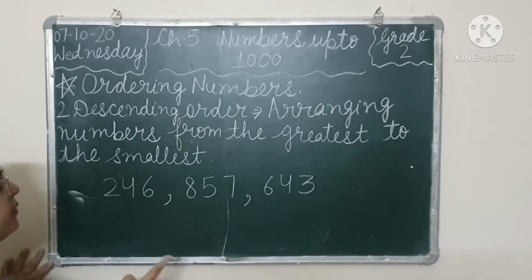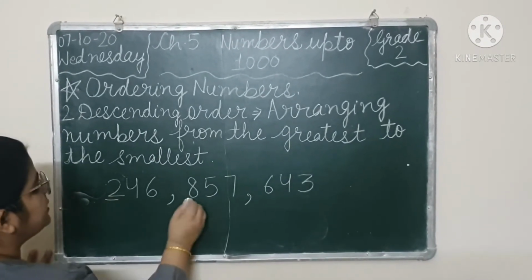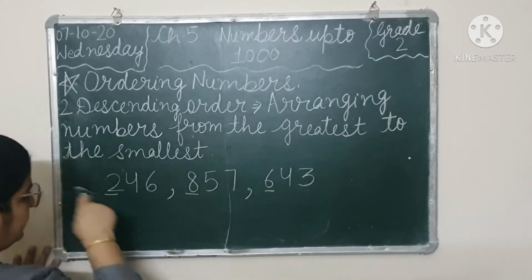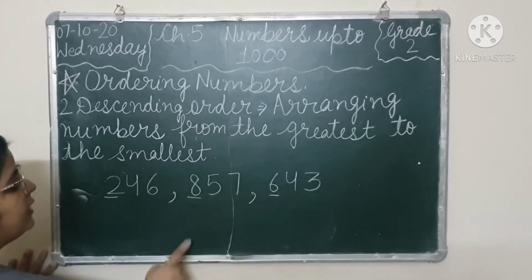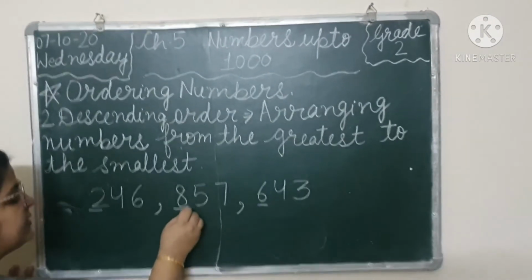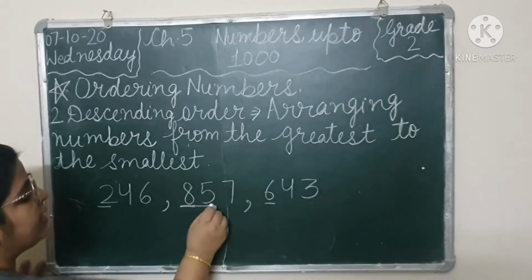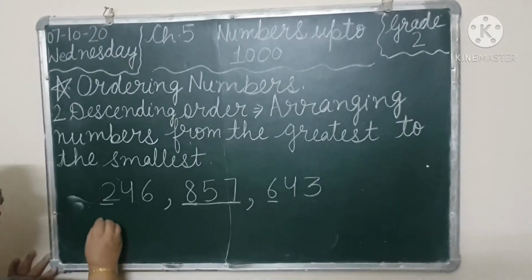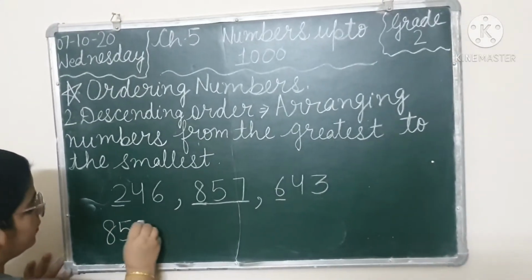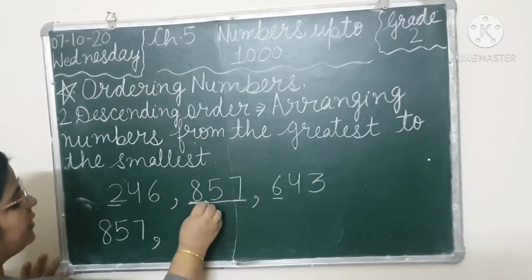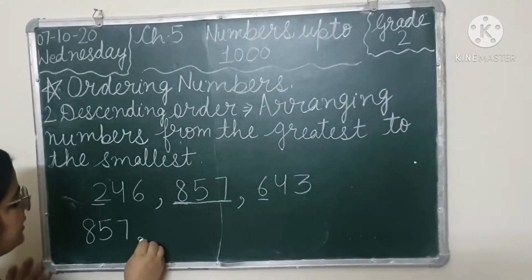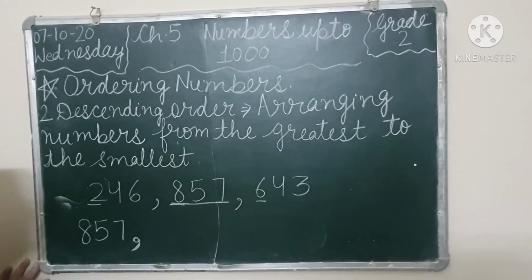So which is the biggest number? Greatest number is... 2, 8 or 6? 8. 8 is the greatest number. So 857 is the greatest number. Clear?